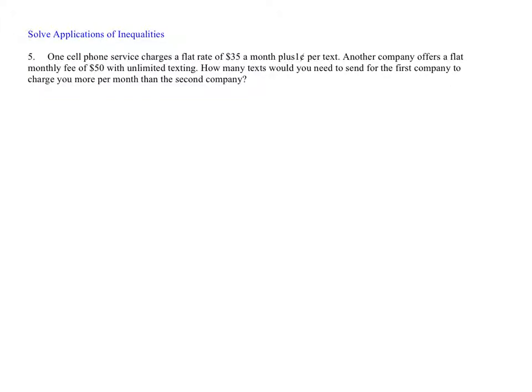Okay, looking at where an inequality might show up is an example when we're trying to compare two rates. So let's say that one cell phone company charges a flat rate of $35 a month, and then they charge you for every text you send, and then another company just charges you $50 with unlimited texting. Boy, that would be nice. So let's see, we're looking to find out how many texts would we need to send for the first company to charge you more than the second.